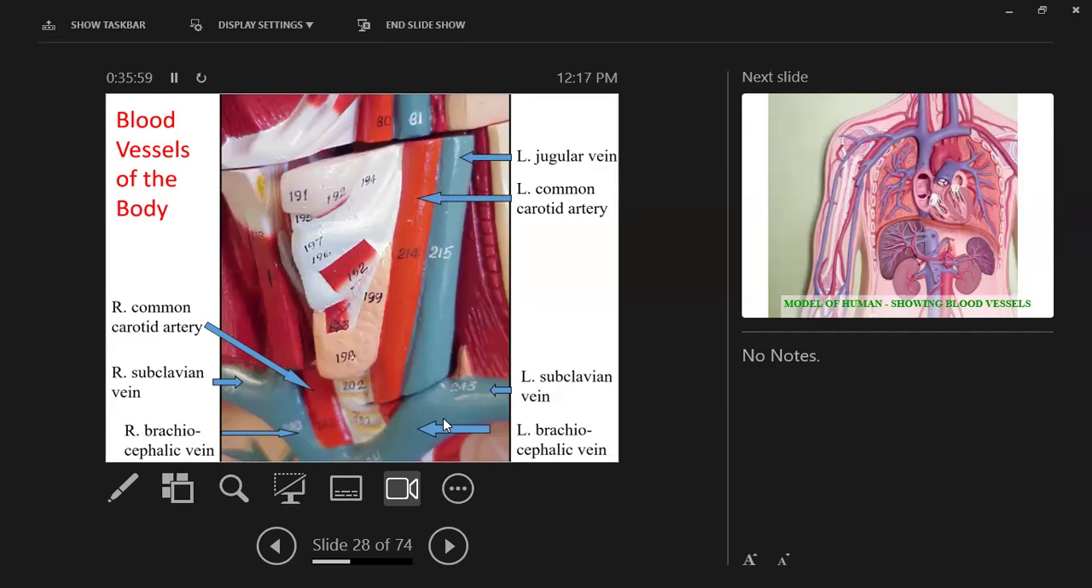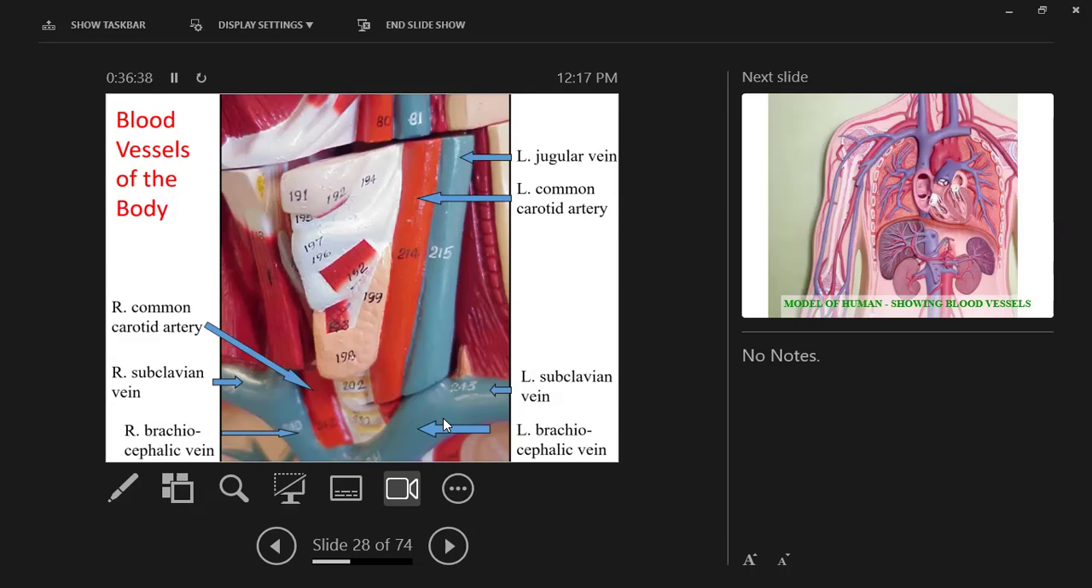Okay, so here in the neck, we've got the right and left carotid arteries. We have the right and left jugular veins. We have the right and left subclavian veins directly underneath the clavicle. We're going to have the right and left subclavian arteries running right beside them. And we have the right and left brachiocephalic veins. The right and left brachiocephalic veins will form the superior vena cava. Superior vena cava is this vessel right here.